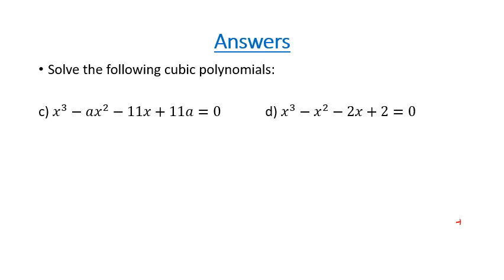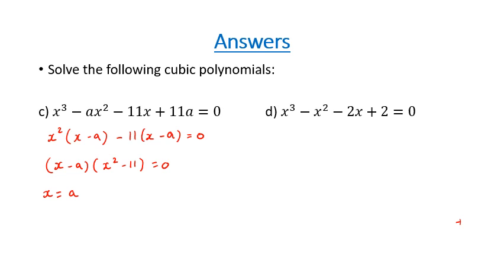Now these ones were a little bit trickier. In our C question, we're looking at grouping. So here we're going to take out x squared as a common factor and be left with x take a. We're then going to take negative 11 out as a common factor and end up with x take a, all equaling 0. So therefore we've got x take a in one bracket, x squared take 11 in the other bracket, that'll equal 0. So therefore x either equals a or x will equal plus or minus the square root of 11.